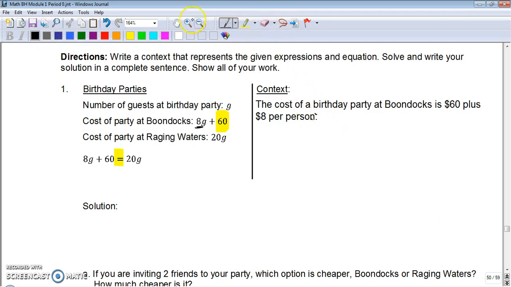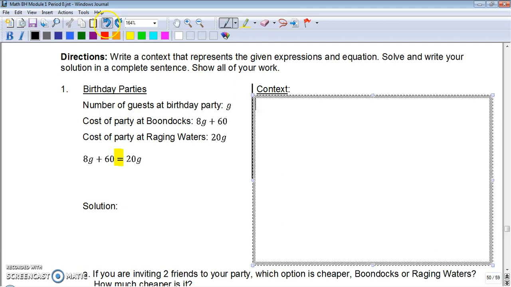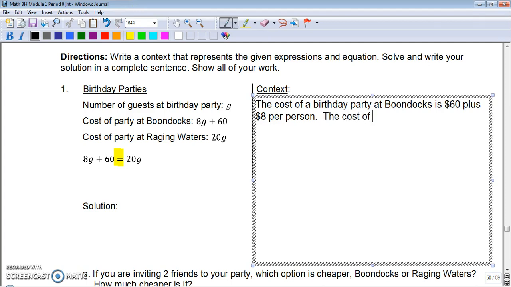And now I can't edit my text box. There we go. Okay. The cost of a party at Raging Waters is $20 per person, and there is no flat fee there.